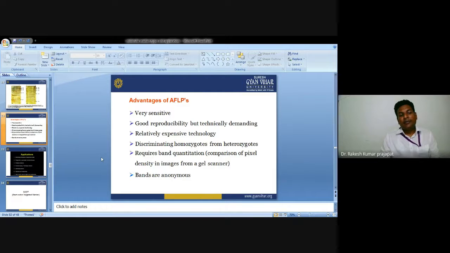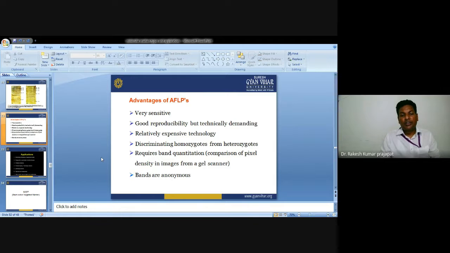So this is very sensitive, AFLP is very sensitive, with good reproducibility, but technically demanding. Relatively expensive technology, because PCR is involved. Discriminating homozygotes from heterozygotes, you can easily discriminate with the help of AFLP.